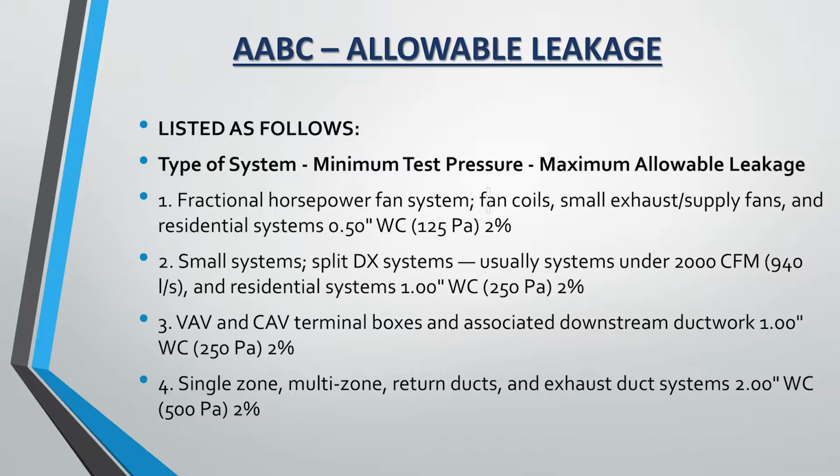Small systems, splits DX were 2%, VAVs, terminal boxes, associated downstream ductwork. When you get into the 1-inch, 2-inch pressure test, everything seems to be staying at the 2% range. And I personally would like to see 1%, but everybody goes crazy when you say 1%, so they went to 2. 2 is a good number. Like, I don't think anybody here could say that's outrageous. Does anybody here think that's a little too stringent? Whew, thank God.